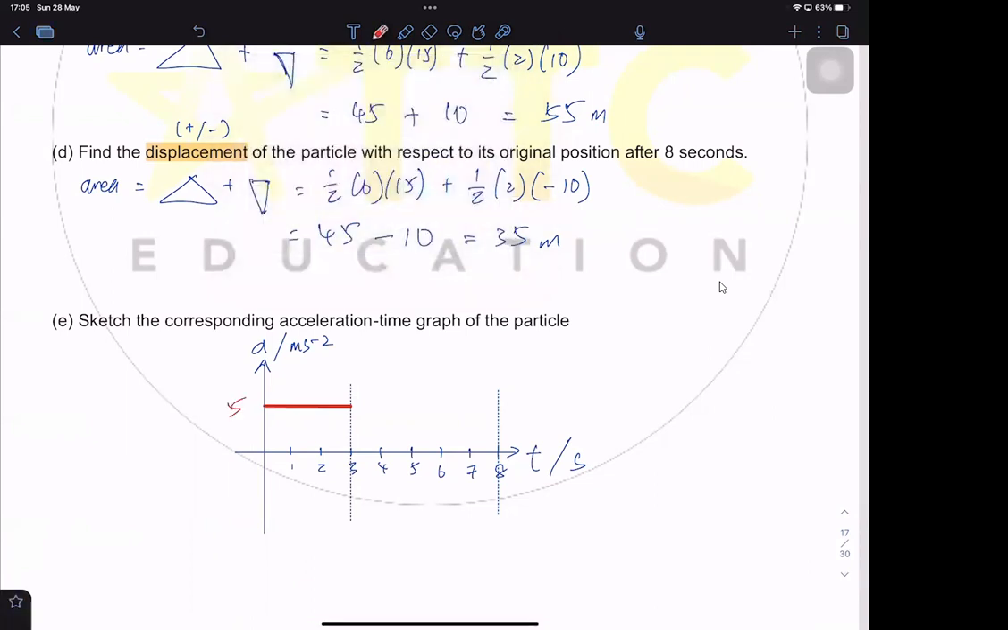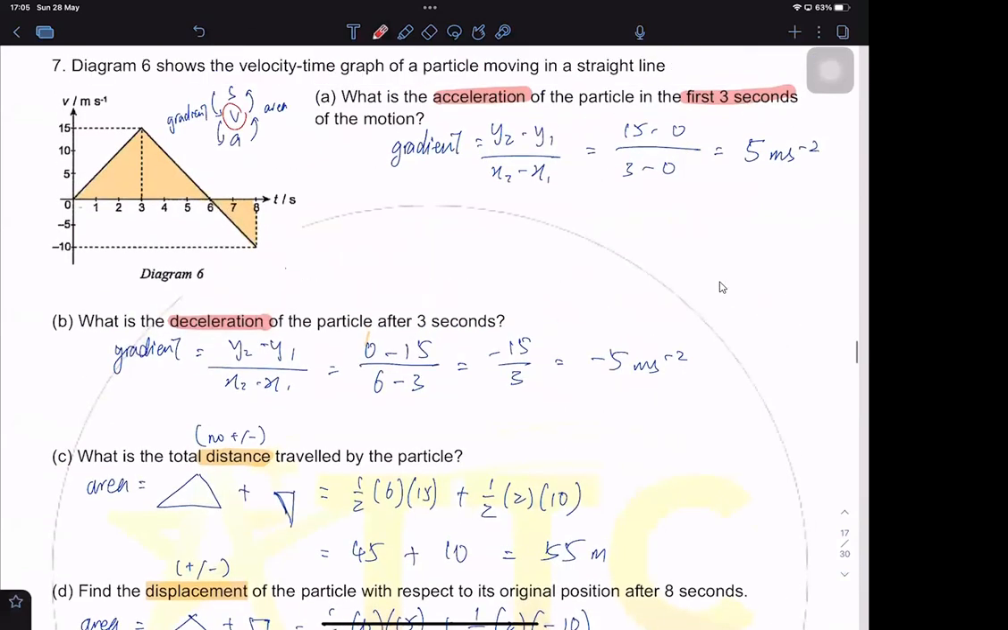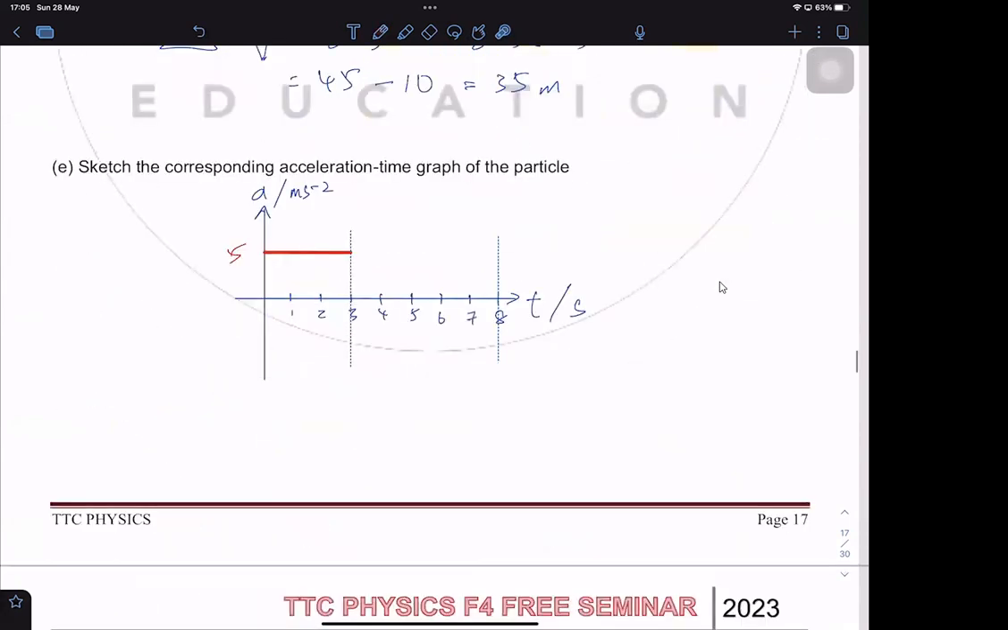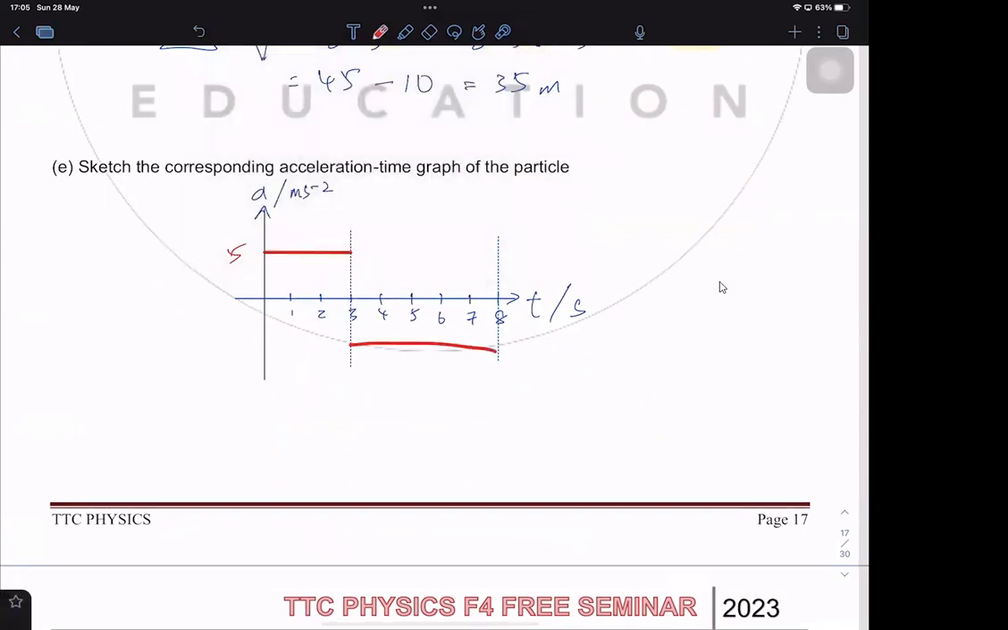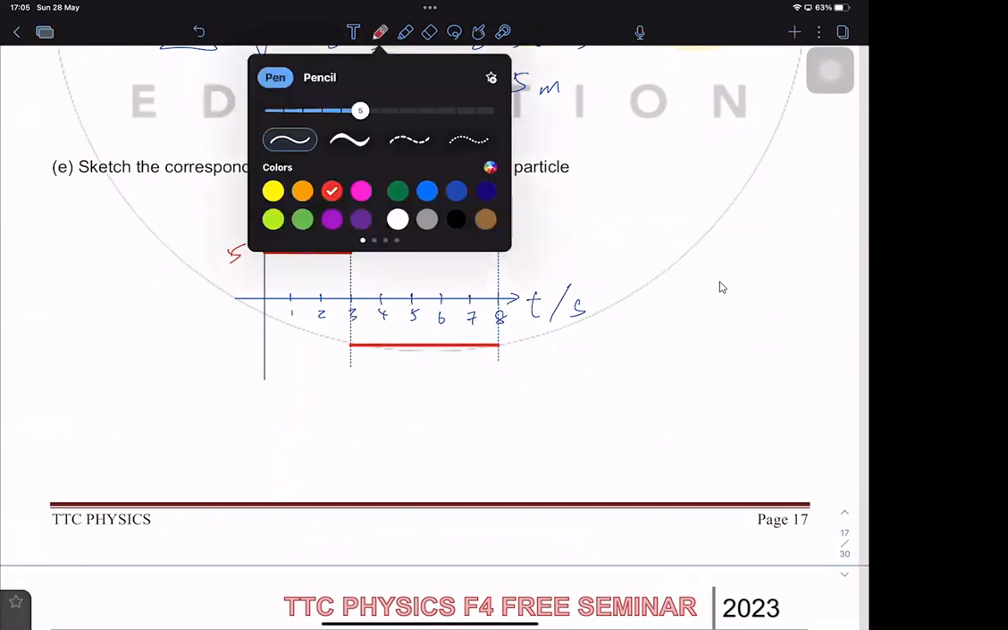Okay? Now, from 3 to 8 seconds, after the 3 seconds, the acceleration is -5 from 3 to 8. So that's what I will draw also. -5. Okay? This one, -5.